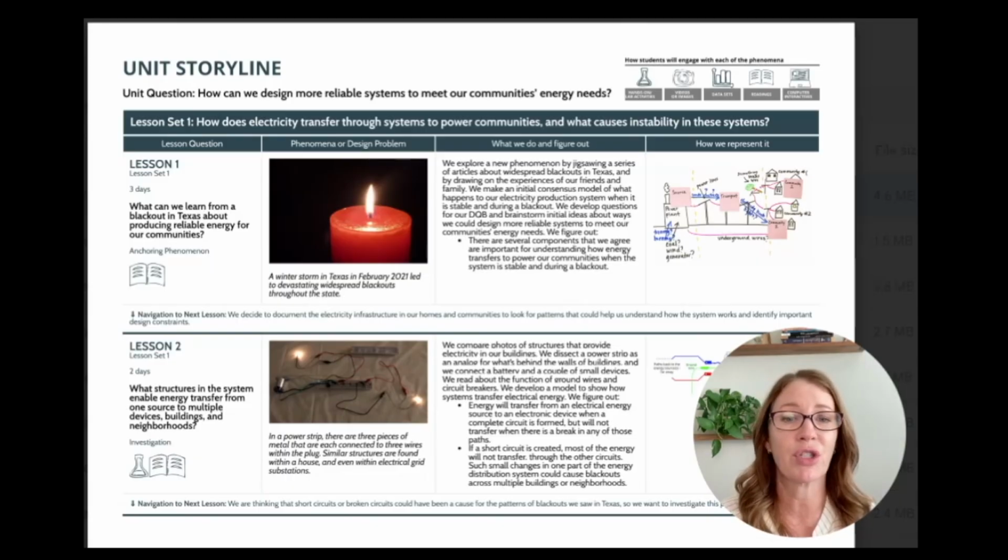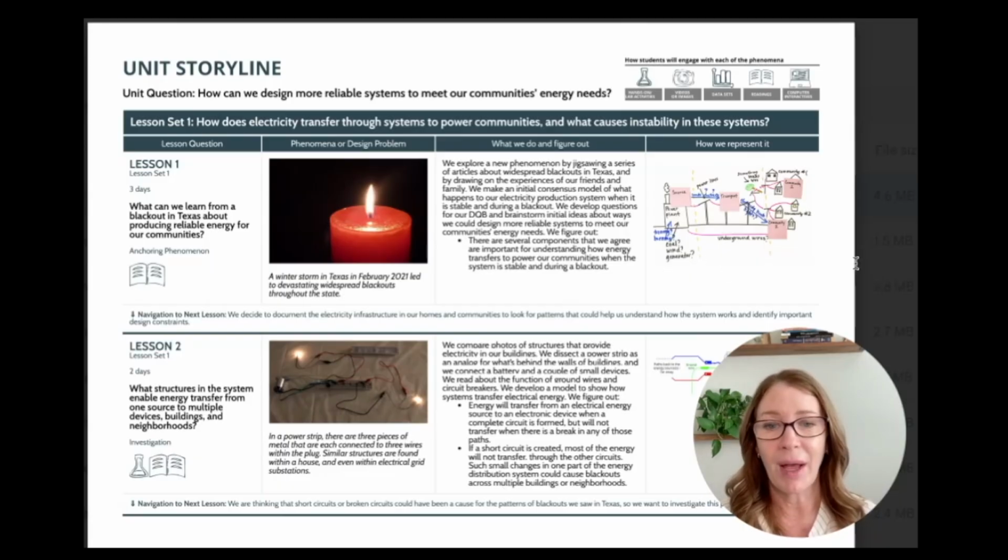We then ask questions, and we are curious about not only why this happened, but how we can build a more reliable system. So this is actually an engineering design unit, and we will be designing a community solution for our own communities using a computational model called the energy grid calculator. Okay, let's move into lesson 2.